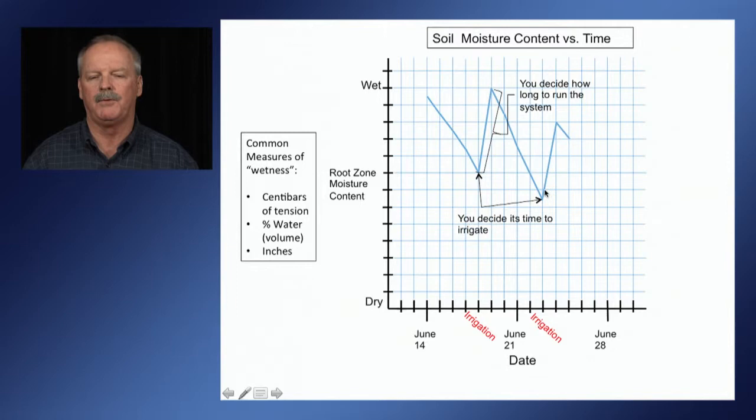So as you look at this graph, you say, okay, so what? The soil dries out, it gets wet again from irrigation, and the cycle continues. But the next question is, okay, so what? And that's what I want to talk about next.